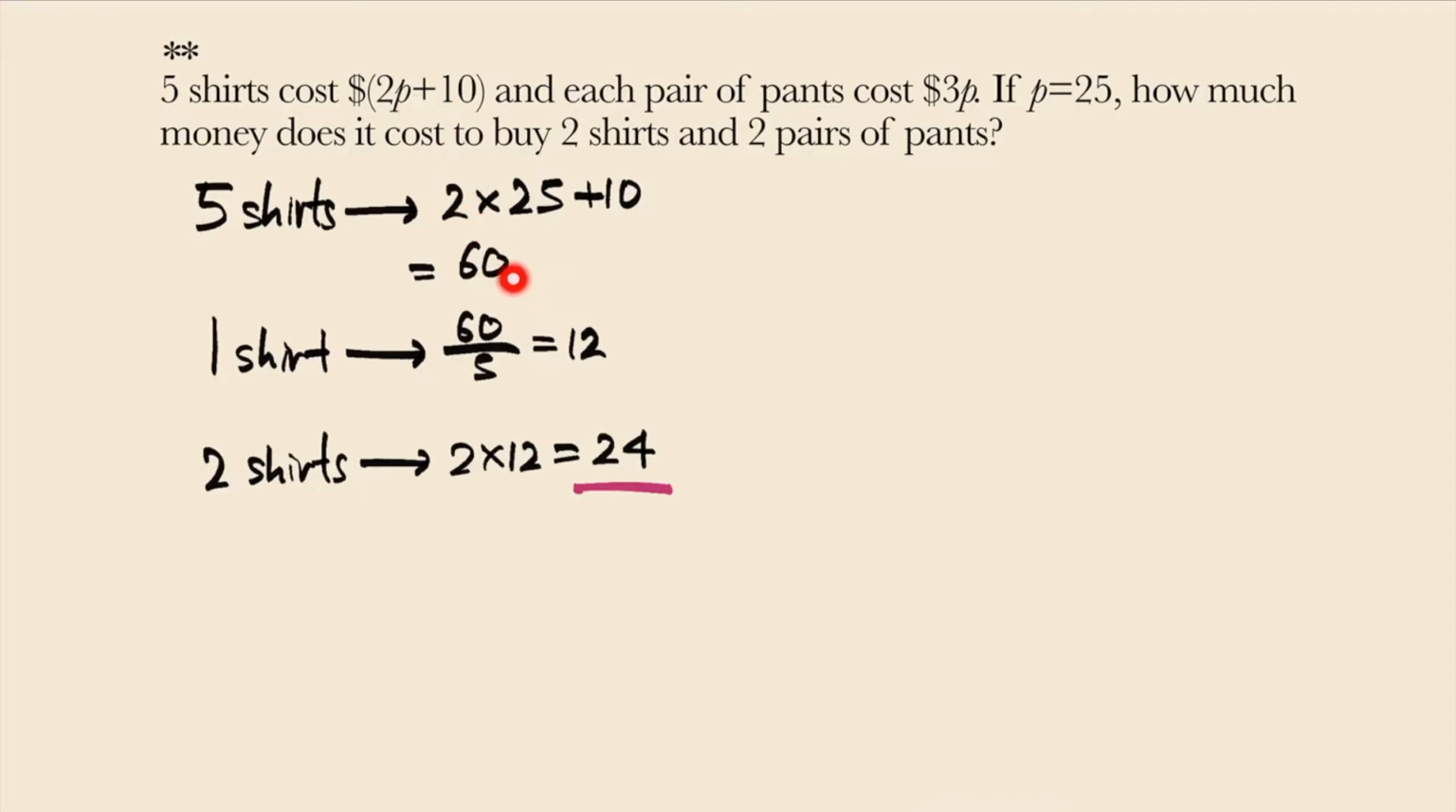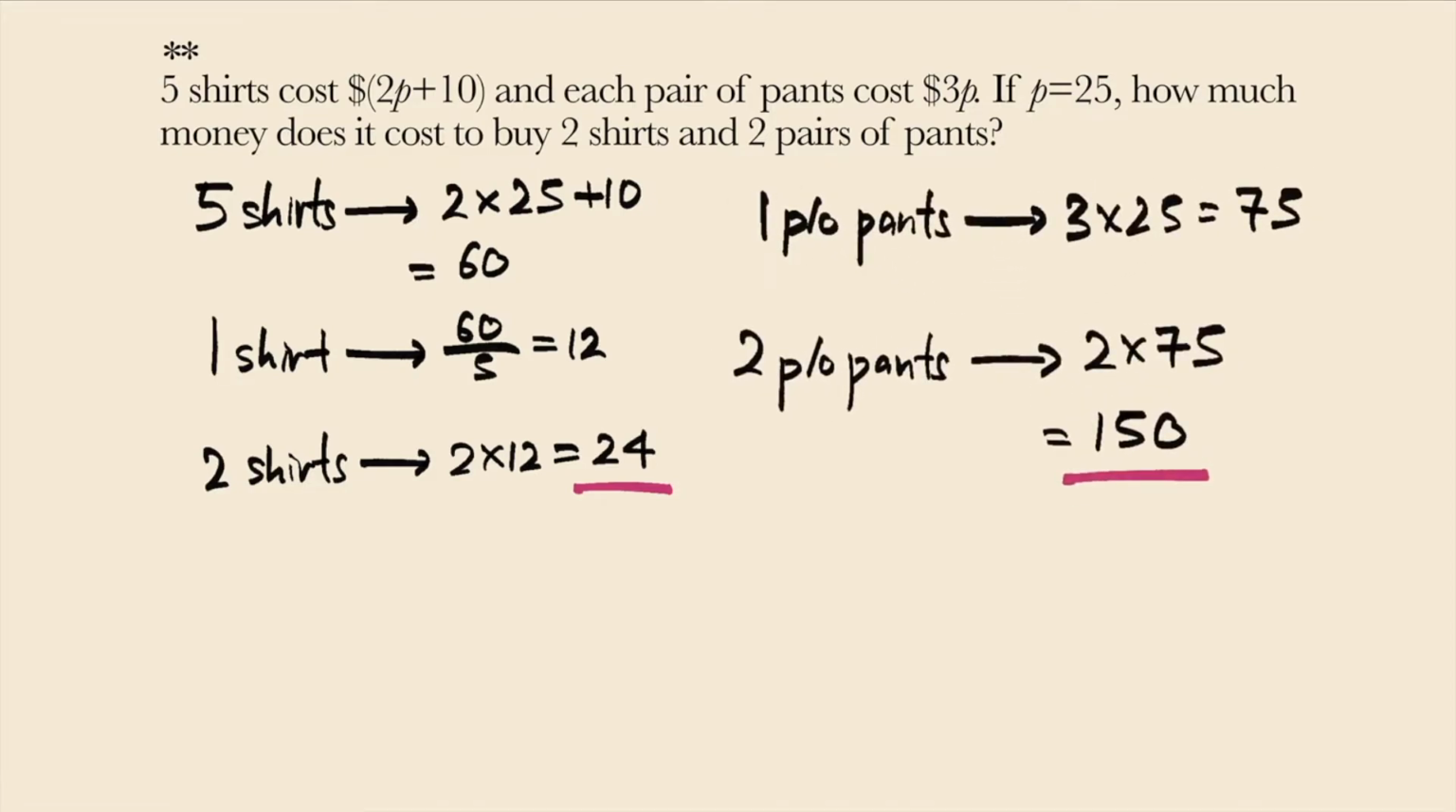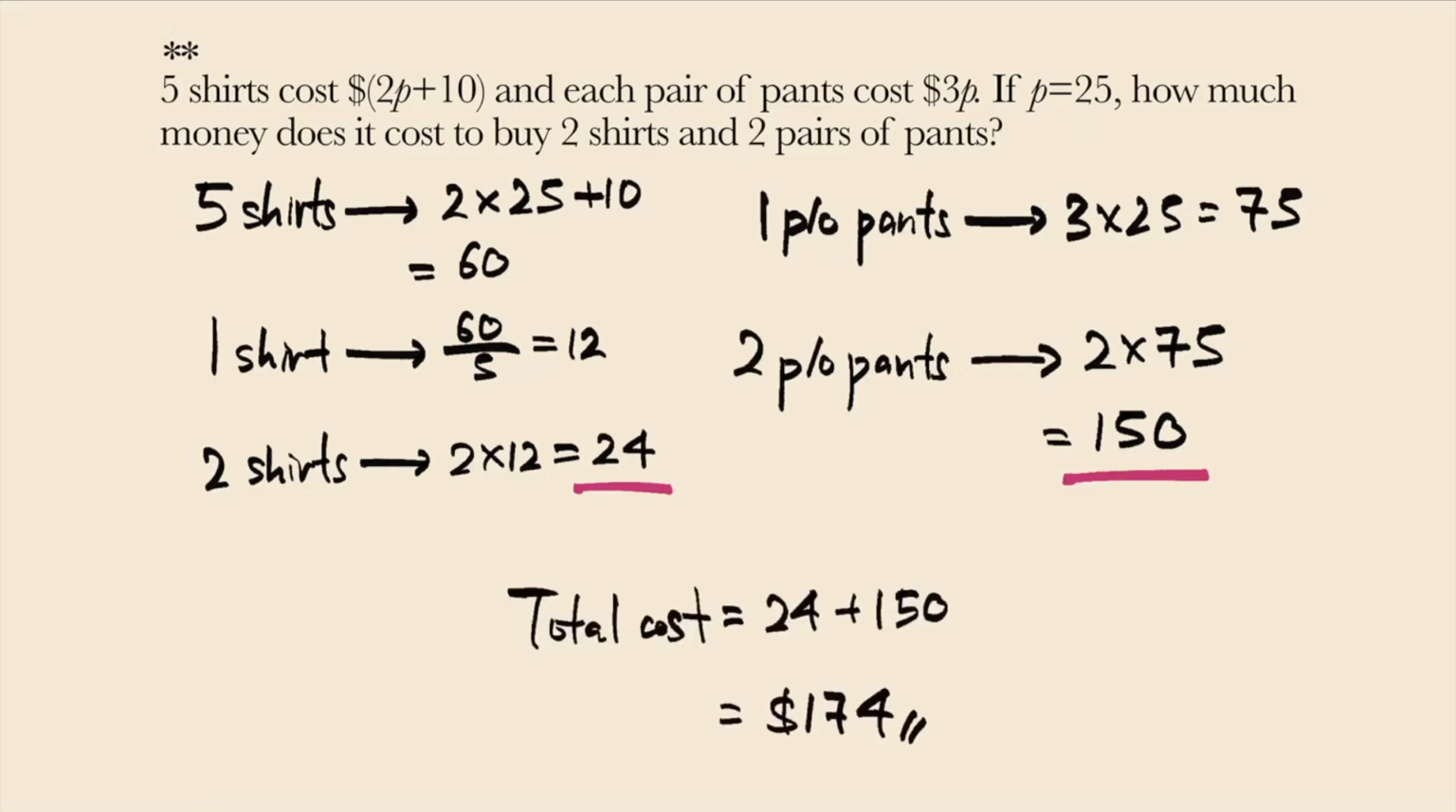So I substituted P equals 25. So 1 shirt is simply 60 divided by 5, that's 12. 2 shirts is 24. Next, I'm working with pants separately. So this would be 3 times 25, which is $75. 2 pairs of pants, therefore, is 150. So what's the sum? We're just going to add, and we get 175.